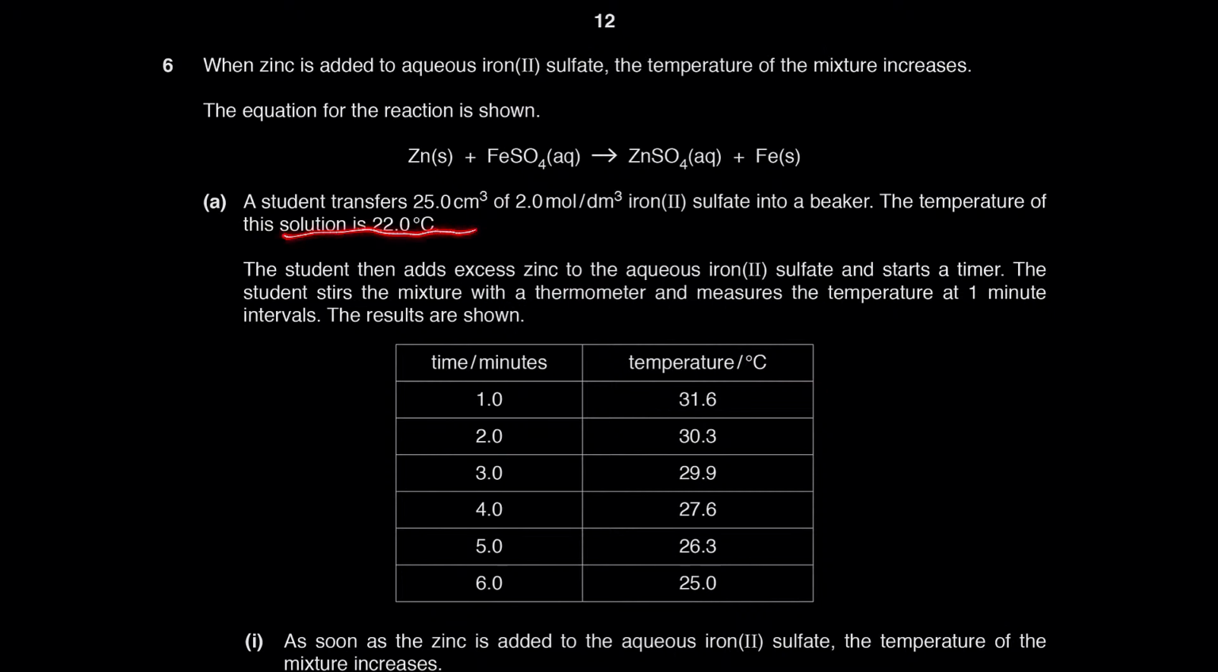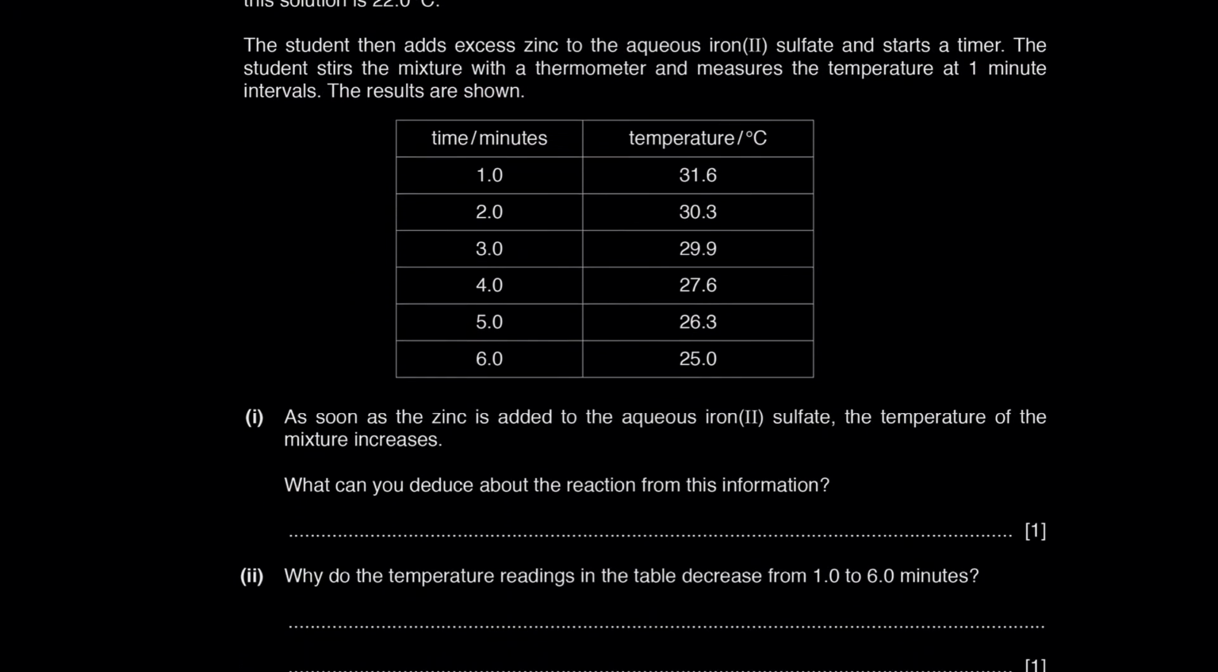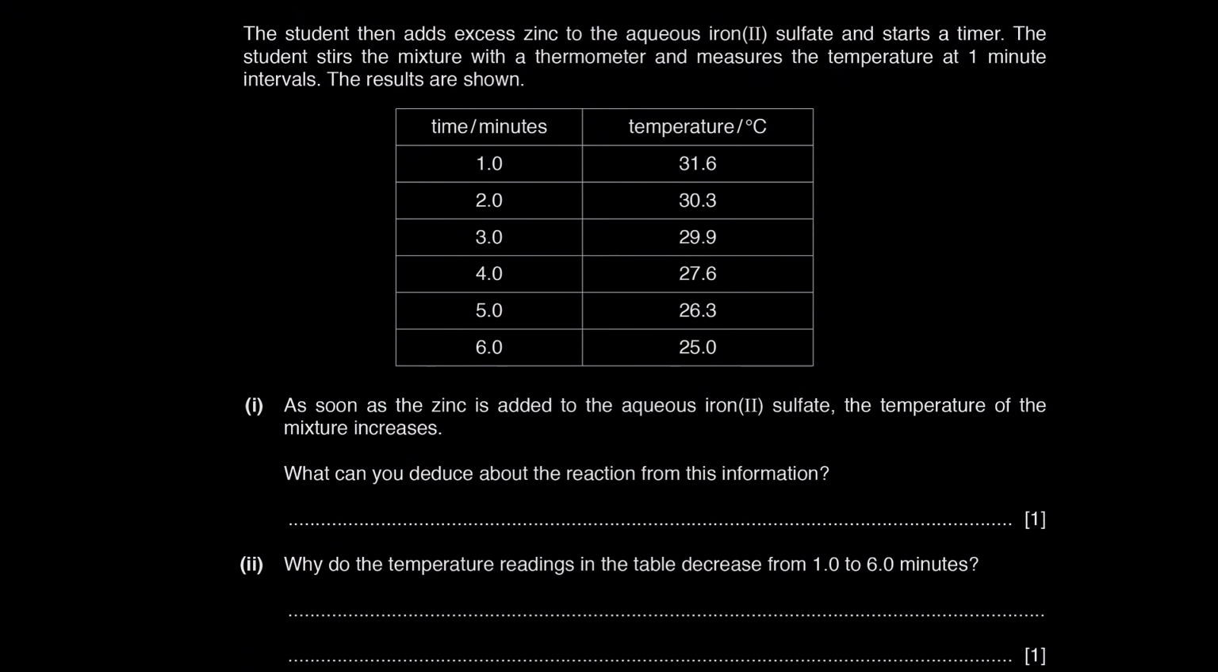A solution of 25 centimeter cube of 2 moles per decimeter cube of iron sulfate is transferred into a beaker. That's so much information. The temperature of the solution is 22.0 degrees. The student then adds excess zinc to the aqueous iron sulfate and starts the timer. So it's a rate question again. The student stirs the mixture with a thermometer and measures the temperature at 1 minute intervals. It's not a rate question. It's an energy question. Time in minutes and the temperature.